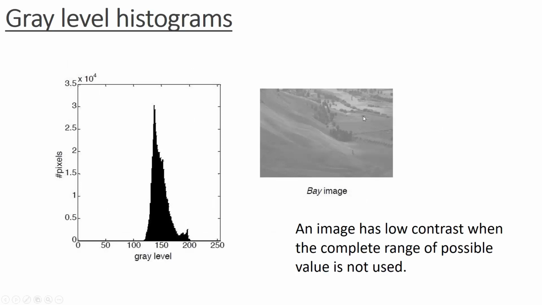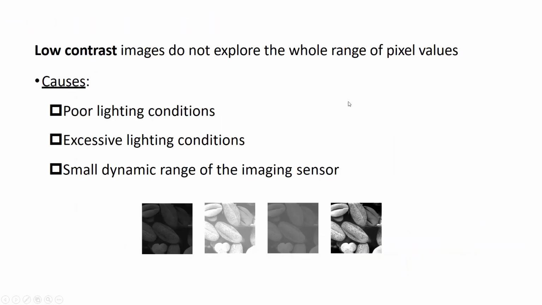Now, as you can see in this figure, this is a low contrast image, where all the intensity values lie between 120 and 210. So it does not use the complete dynamic range, so the contrast of the image is poor or low. So what causes low contrast? It is because of poor lighting conditions or excessive lighting conditions, or a small dynamic range of the imaging sensor.